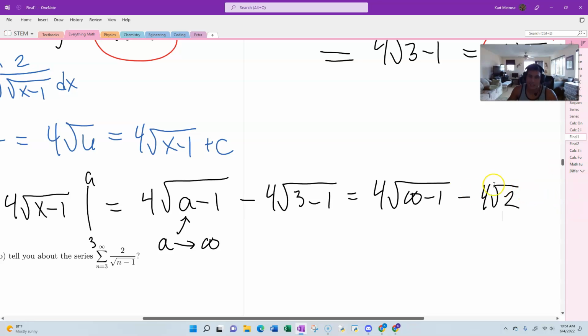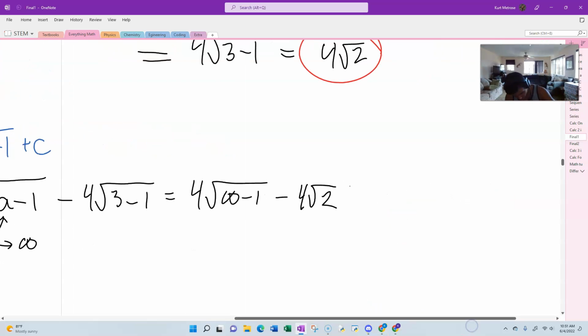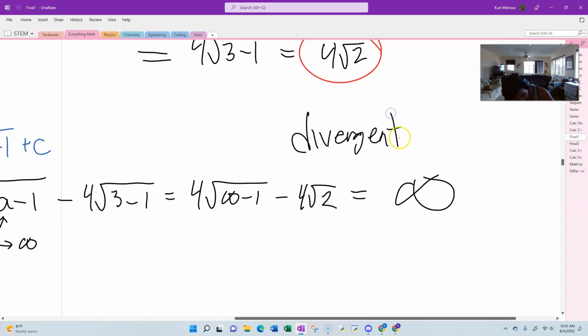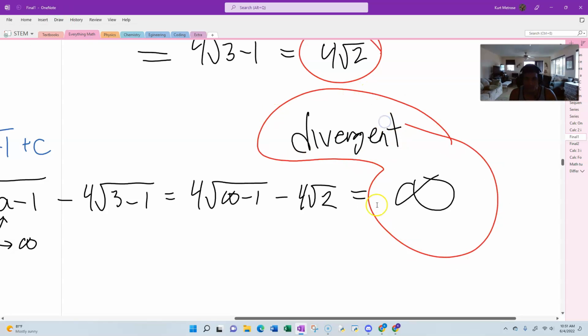And whatever this is, this doesn't even matter, because look at this. There's an infinity in here. This is just getting so big that we know that whatever this is, it's just getting so big, and this is just some number, but this is getting so big that this just diverges out to infinity. So it's divergent. There we go. That's our answer.